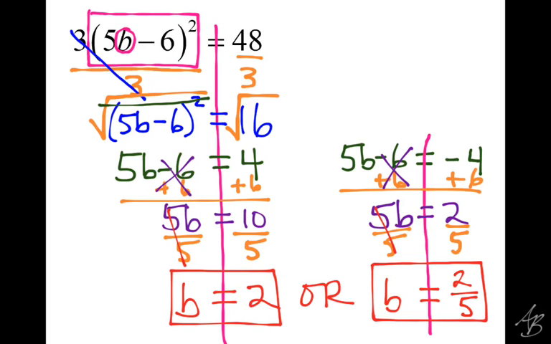So we could get B equals 2, or we could get B equals 2/5. If we plug either one of these answers in to the equation up here for B, we would get a true equation. We would get the left side equal to the right side. In this case, we would simplify this, and it would end up being 48, whether we plugged in 2 or 2/5.